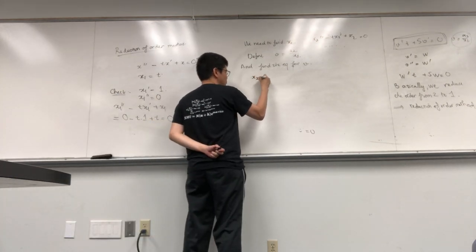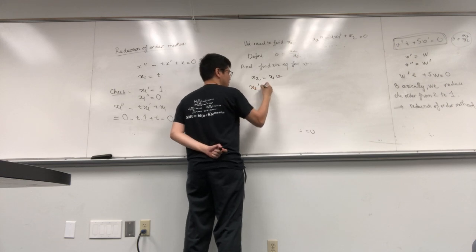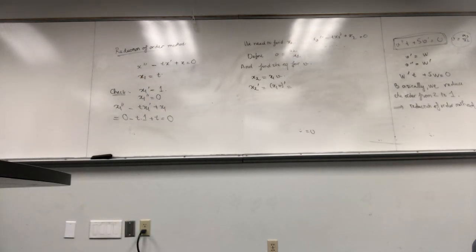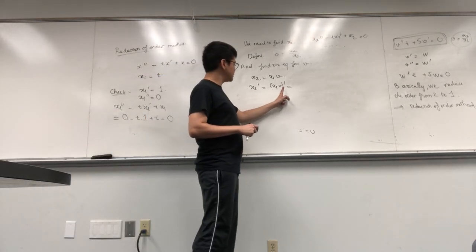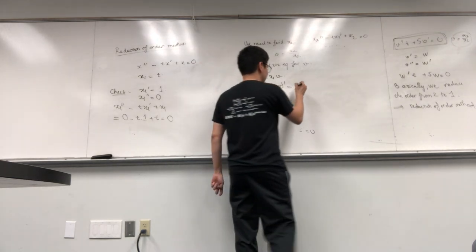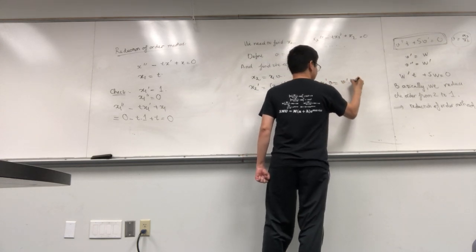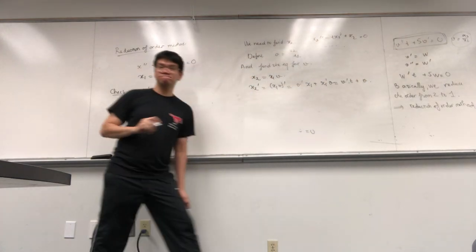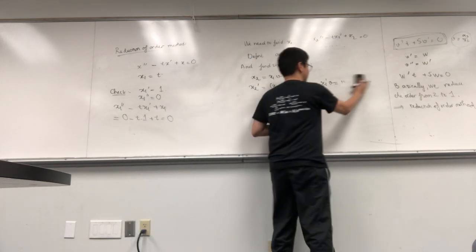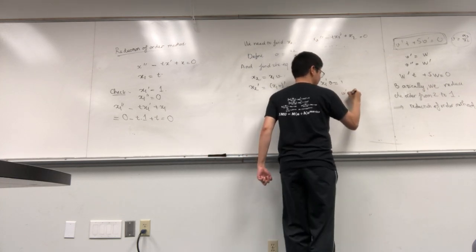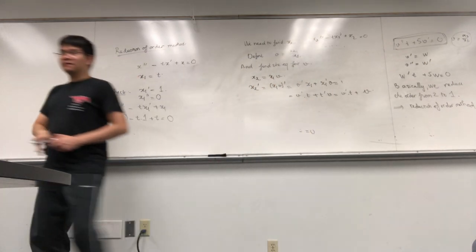So you have x2 is x1 times v. What is x2 prime? It's v plus x1 v prime, yes. So you have v prime x1 plus x1 prime v, and this gives me v prime t plus v. Let me be a little bit slower. This is v prime times t plus t prime v. So this is v prime t plus v.